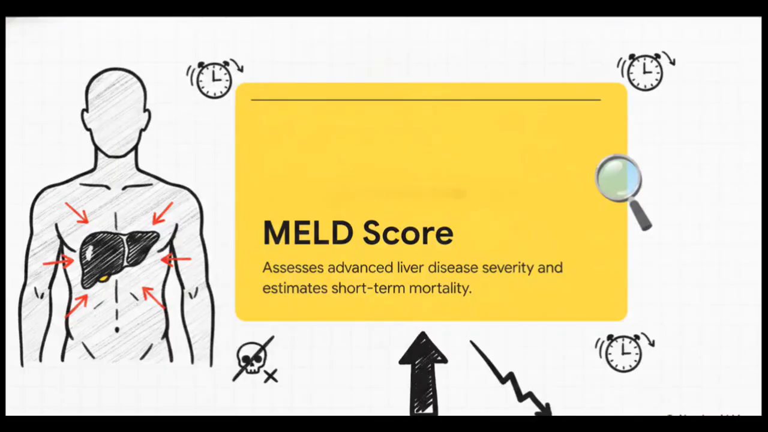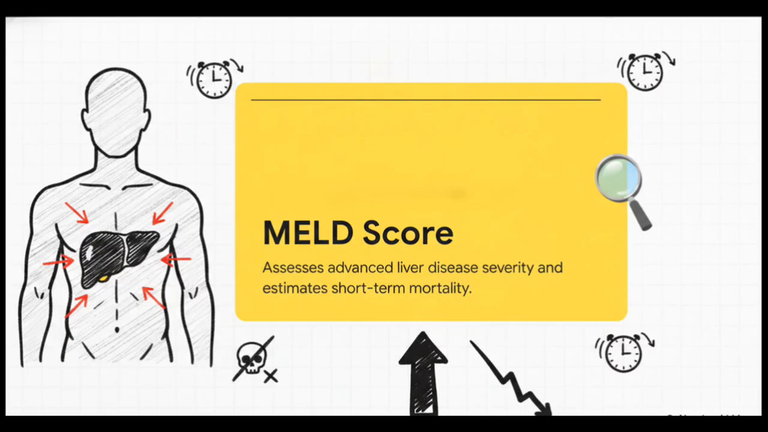Part 1. Classification. So the model for end-stage liver disease, or MELD as we all call it, is your go-to prognostic scoring system. The absolute key focus here: advanced liver disease and estimating short-term mortality. This isn't just about diagnosing a problem, it's a hard predictive tool. It literally tells us, right now, how severe the disease is and what the immediate short-term risk of death looks like for that patient.